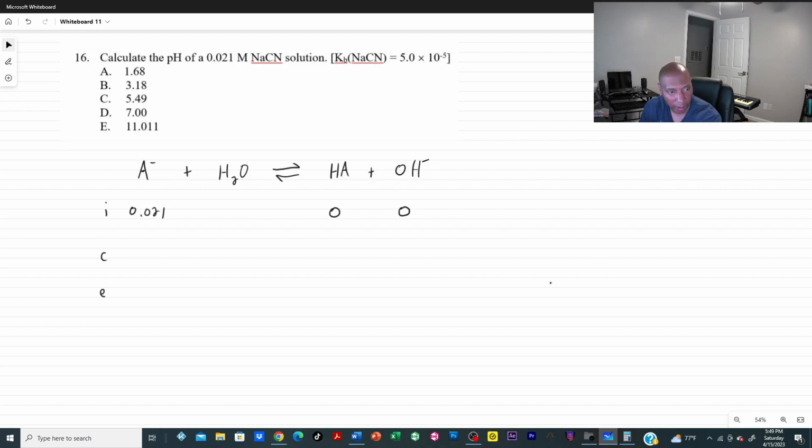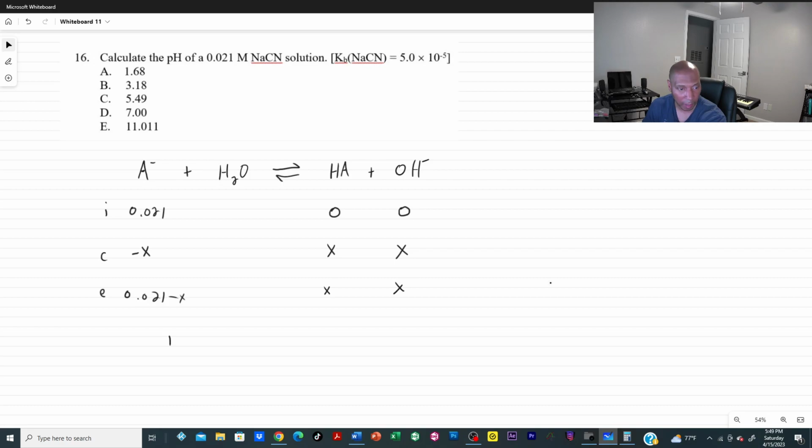Of course, now, if we found the Q, the Q would be 0, wouldn't it? 0 times 0 is 0, and 0 divided by 0.021 is, well, 0. So Q is again less than my K, my Kb in this case. So I'm going to put a negative X right here as opposed to a positive X, which is what I would put had my Q been greater than my K.